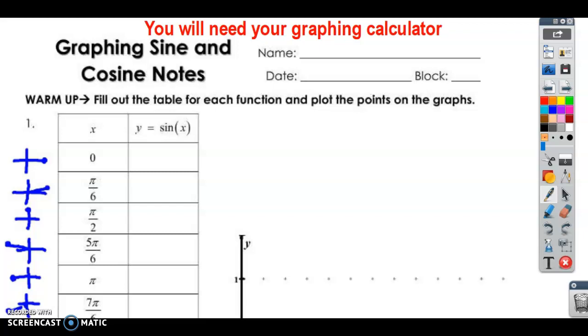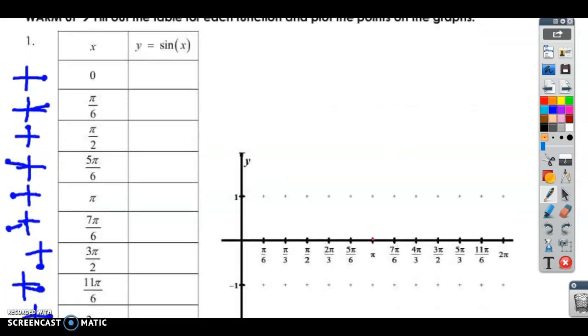All right, you are going to need a graphing calculator for the next few lessons. Today we're going to do graphing sine and cosine. So we're going to first start with the unit circle and go ahead and fill out the table for each of the functions. So we're just doing sine of x.